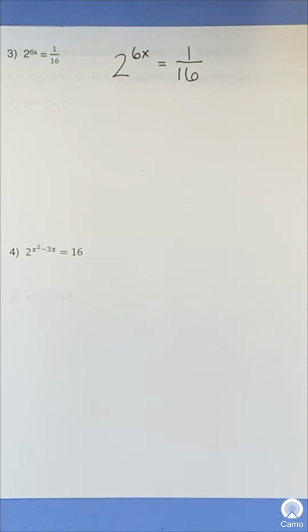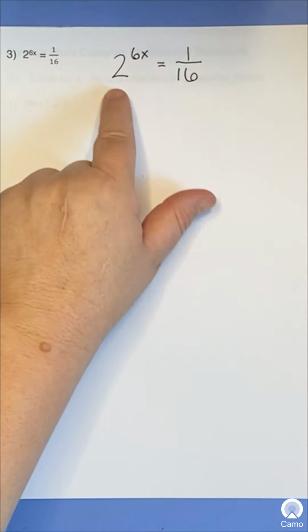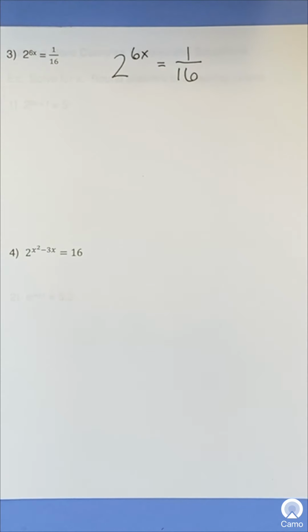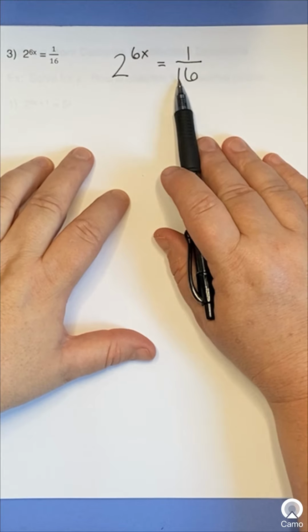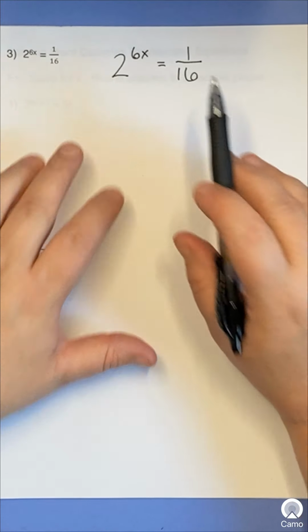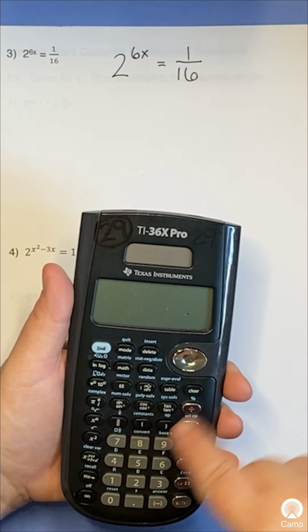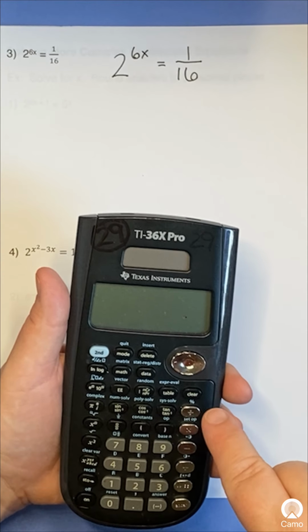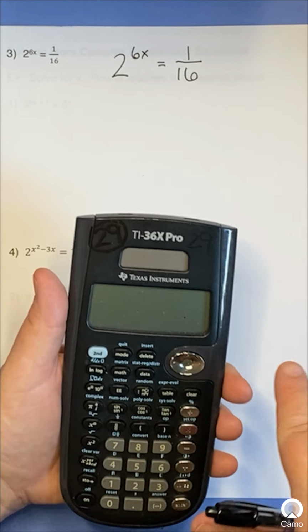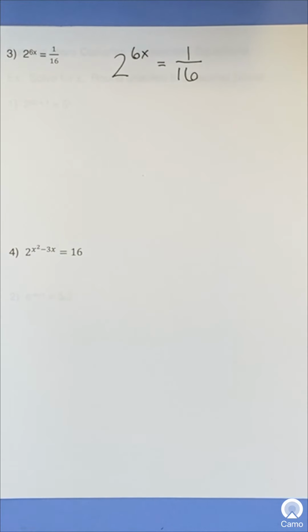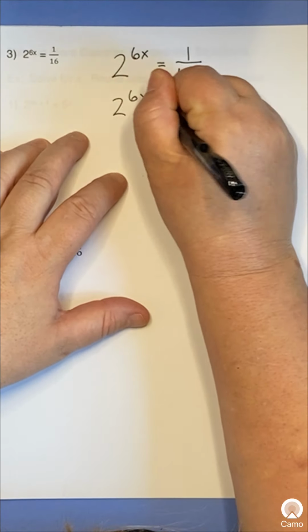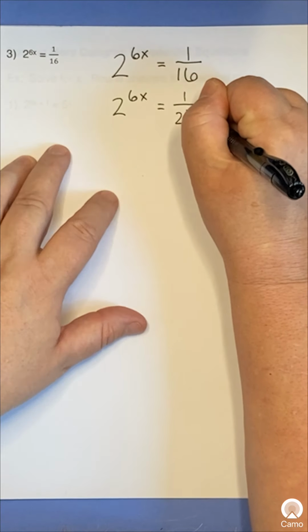Okay, so in this particular problem, we don't have matching bases. So the question is, can I write this right side with a base of 2? And the answer is yes. 16, I happen to know, is 2 to the 4th. Now, how would you figure that out? Well, you would sit here and you would try different things. 2 squared is 4, 2 cubed is 8, 2 to the 4th is 16. There we go. Woohoo! Okay, so I've got 2 to the 6x equals 1 over 2 to the 4th.